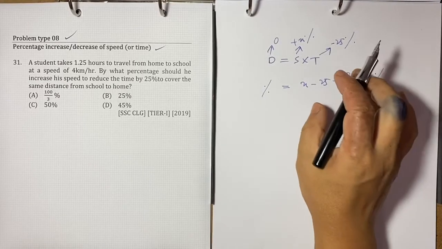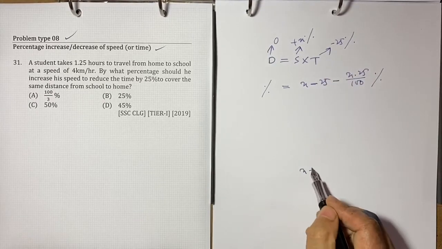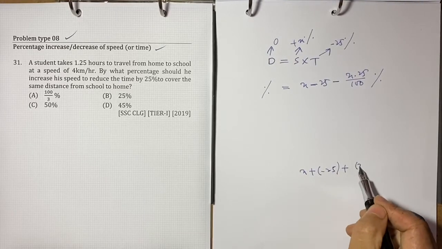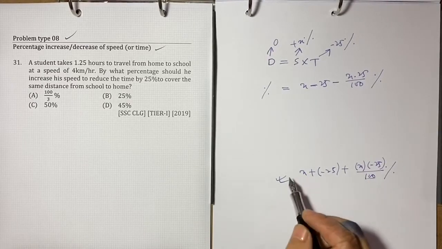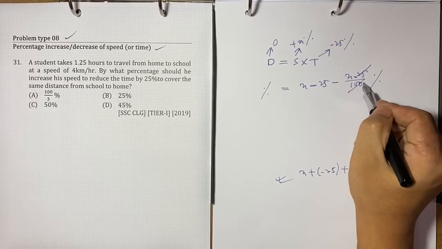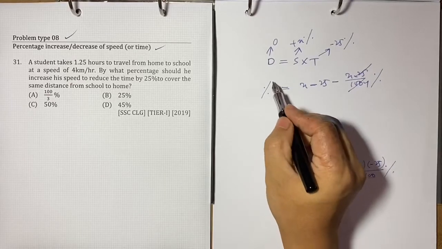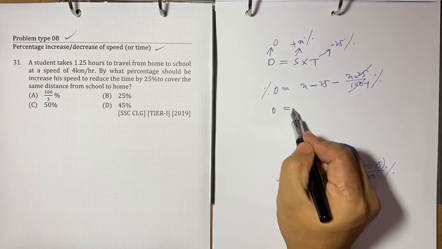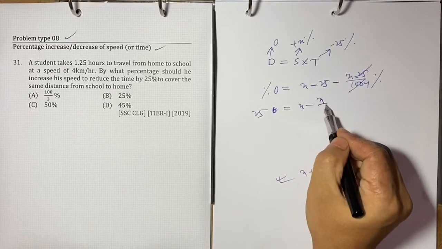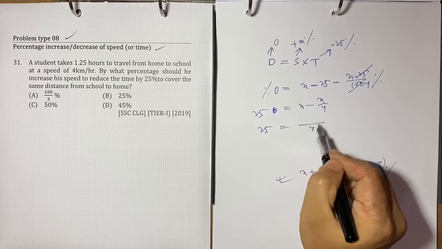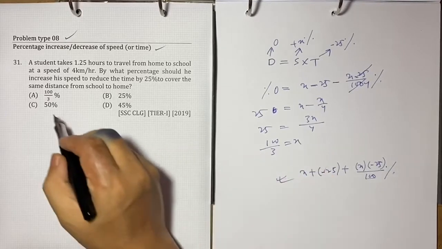Directly using the formula: x plus minus 25 plus x into minus 25 divided by 100. The total percentage change is 0, since the distance is the same. So this will be 25, and solving, x minus x by 4 equals 25, which is 3x by 4 equals 25, so x equals 100 divided by 3. So it will be 33 1/3%.